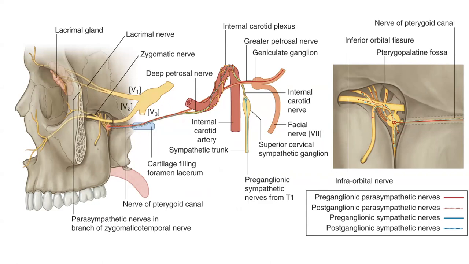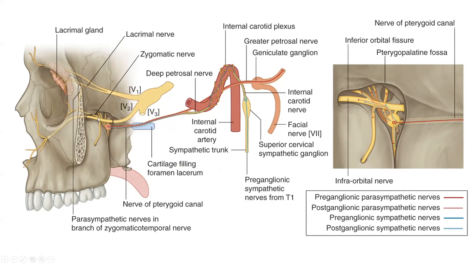So the greater and lesser palatine nerves enter through the palatine canal onto the oral surface of the palate, and are responsible for innervation of the soft and hard palate. Then the nasal branches are responsible for innervation of the posterior two-thirds of the nasal glands, and also the pharyngeal nerve is supplying the mucosa and glands of the nasopharynx. The tonsillar branch is innervating the palatine tonsil.